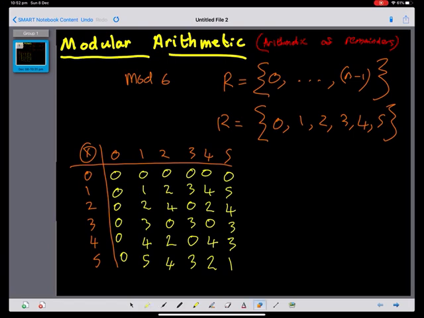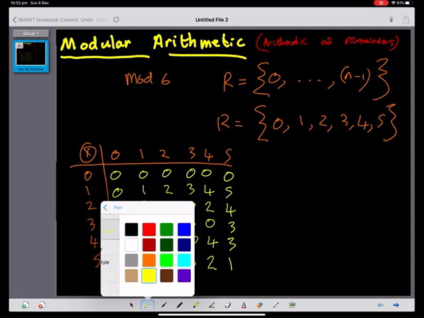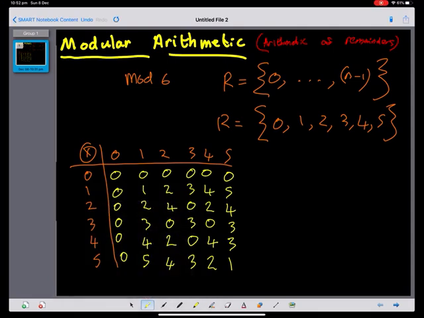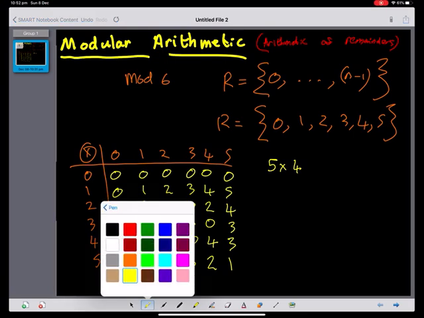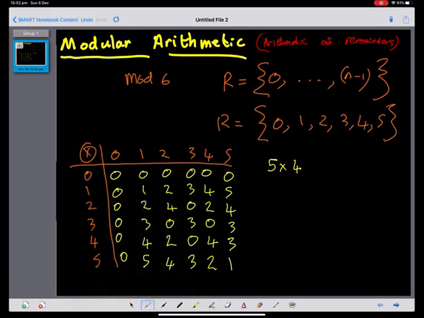So let's just look very quickly at our mod relation. Let's have a look at 5 multiplied by 4. Let's just circle this on the table. Okay, 5 multiplied by 4 is here. That is congruent to 2 mod 6. Of course, 5 times 4 is 20. 3 6s are 18. The remainder is 2.